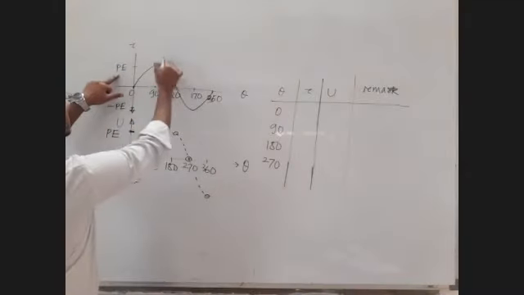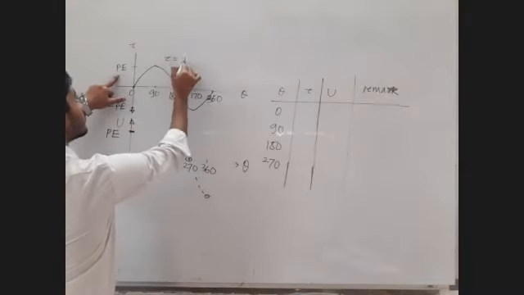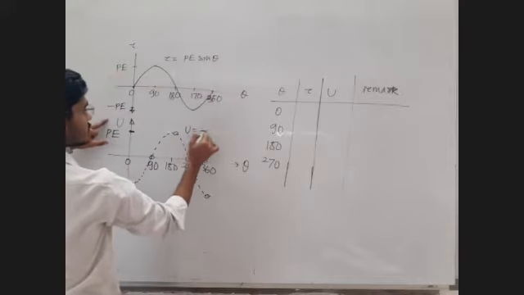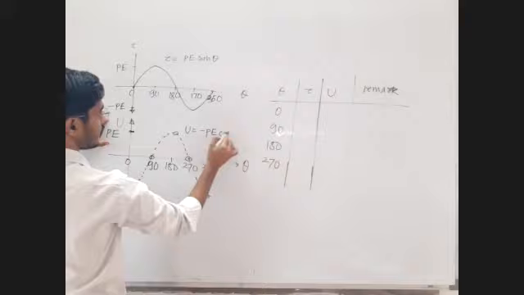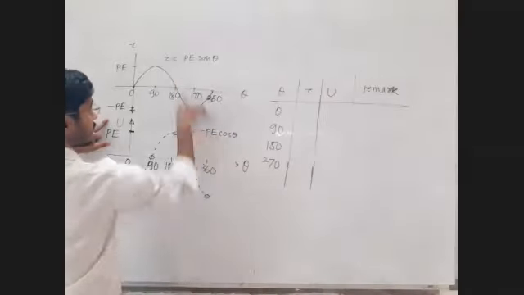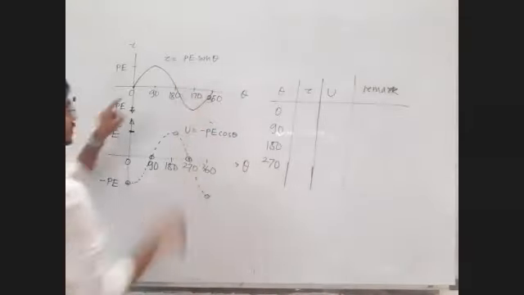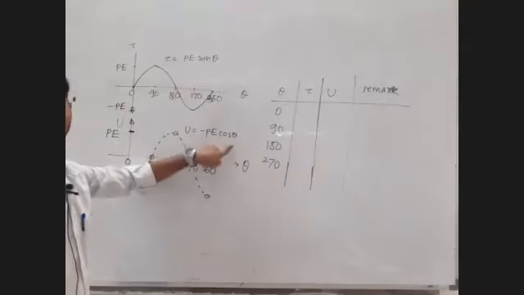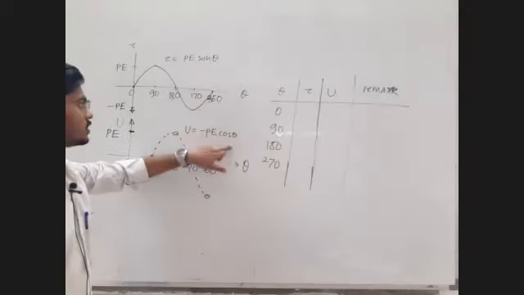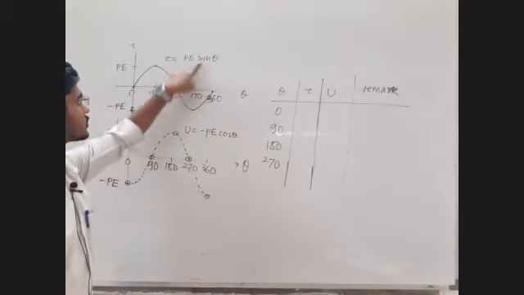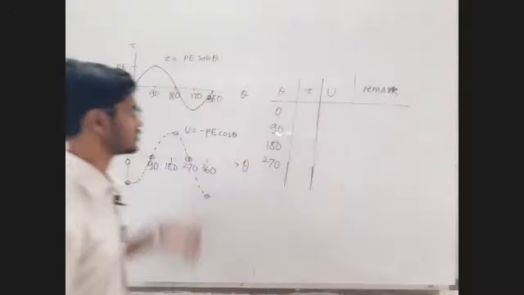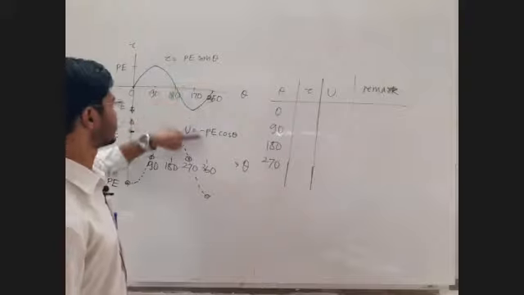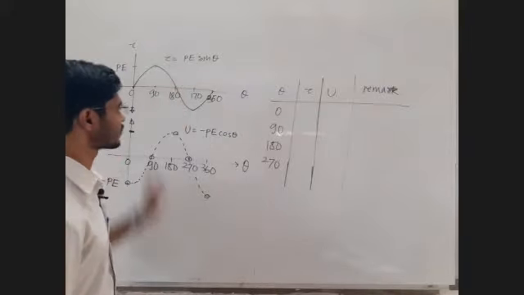Okay, what is the formula for torque? Torque is equal to P sin theta. What is potential energy? It is minus P cos theta. Both signs change: plus to minus, and sin to cos, with P as it is. Just remember this trick: sin changes to cos and the sign changes from plus to minus.